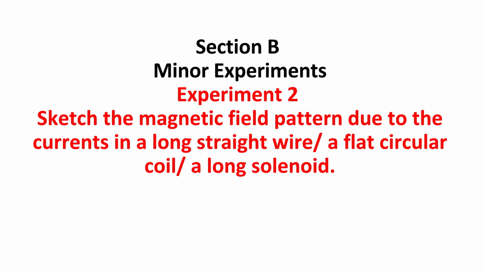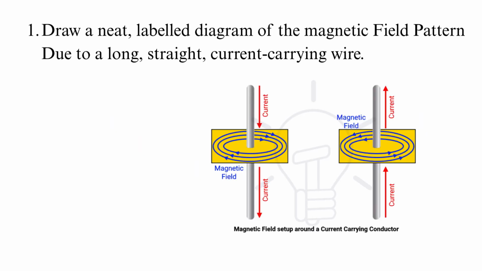Sketch the magnetic field pattern due to the currents in a long straight wire, a flat circular coil, a long solenoid. When electric current flows through a long straight wire, it produces magnetic field lines around it. Draw a straight vertical wire.